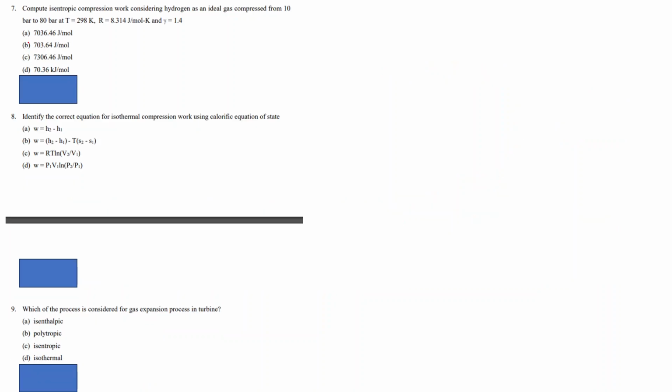Question number 7. Compute isentropic compression work, considering hydrogen as an ideal gas compressed from 10 to 80 bar at 298 Kelvin temperature. R is 8.314 joule per mole Kelvin, and gamma is equal to 1.4.